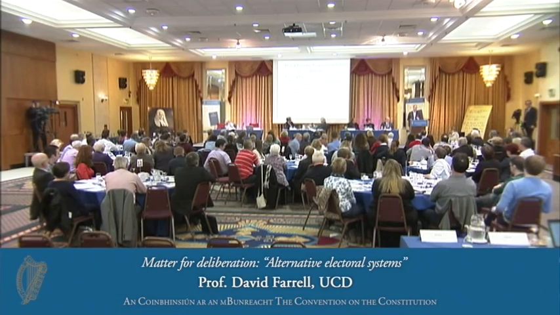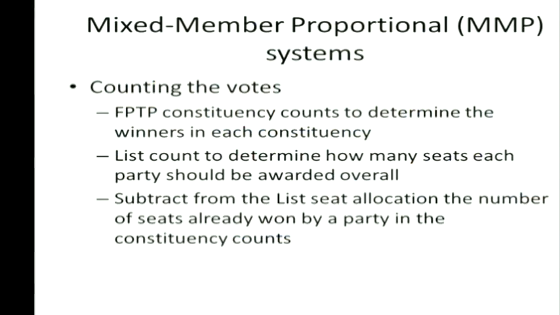And then the second stage of the count is they look at the list votes. And the list vote is to determine how many seats each party should be awarded overall. And once they've determined that, then the third stage is to subtract the constituency seat total from the list seat total. So let's say, for example, the Labour Party, on the basis of the list vote, are going to win 30 seats overall in this example.